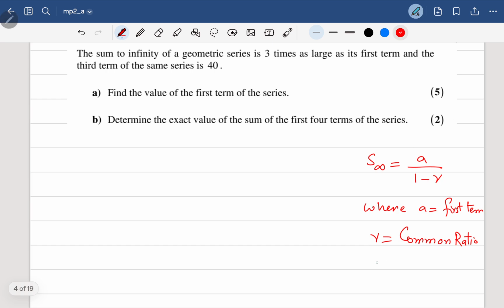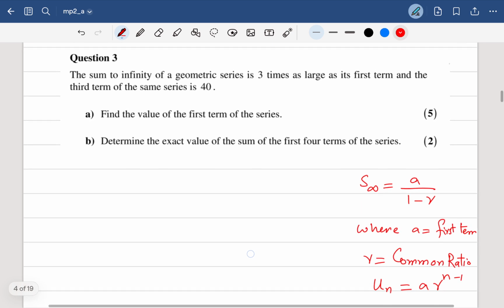The formula for any term of a sequence should be un equals a times r to the power n minus 1. So we have to use these formulas to solve this question. The first part is find the value of the first term of the series, so that means we need to work out the value of a.